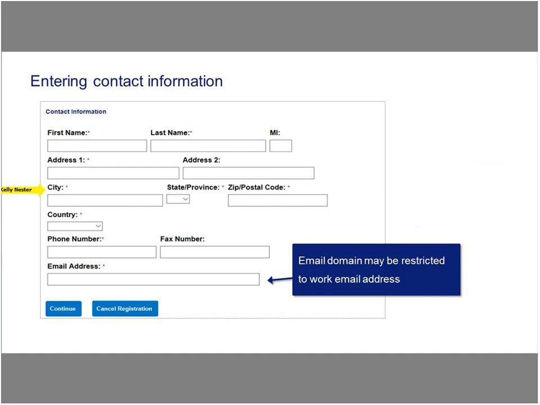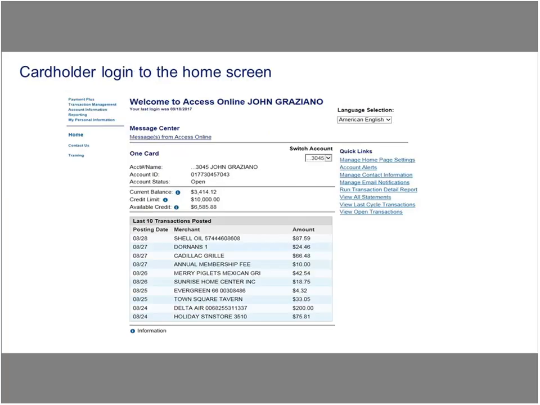And that's okay. They just need to know that the customer service group, or the pay at the pump where you enter your zip code, is looking for the card account address and not their user profile address. And you can see that under My Personal Information. Okay, so the cardholder would finish entering their contact information and click continue, and then they will be logged in and taken to the home page.